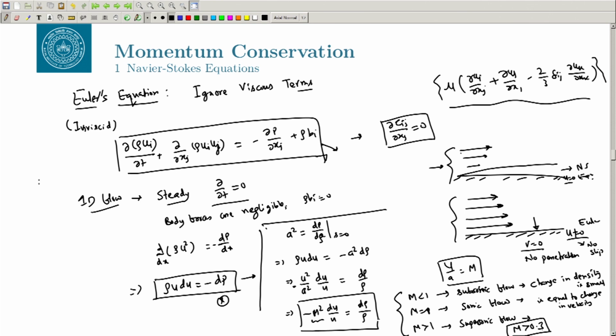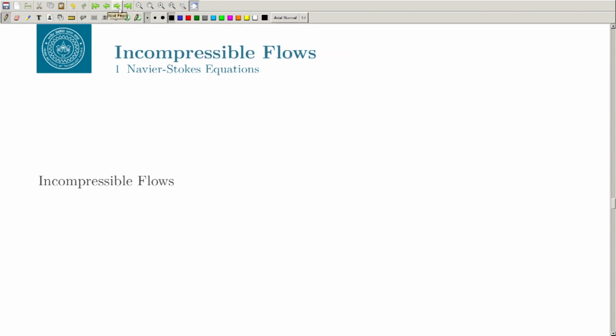This is basically the incompressible flow, and we will start more discussion on incompressible flow in the next class. But just to give you an idea, in the case of incompressible flow, your del dot u is basically 0. That means del u_k by del x_k equals 0, and that simplifies a lot of things.